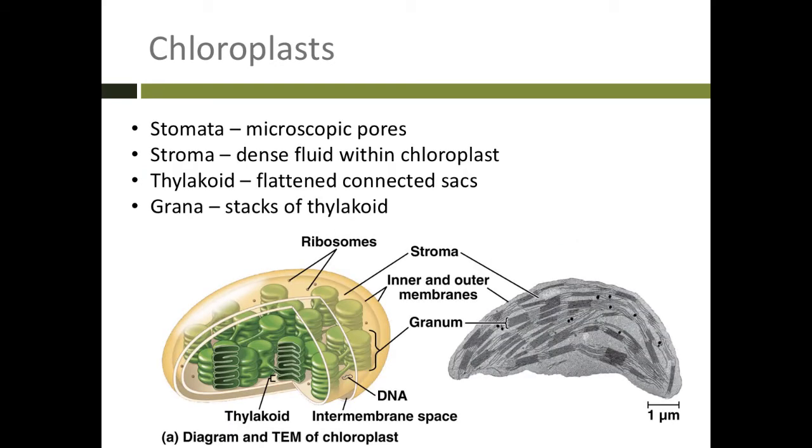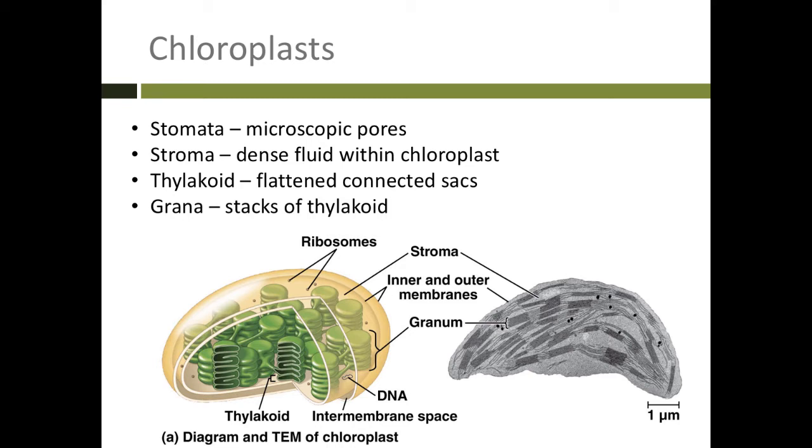Photosynthesis happens in the chloroplasts. This is an organelle found primarily in the leaves of plants, but also in algae and cyanobacteria. The chloroplast is surrounded by a double membrane. Inside the chloroplast is a thick fluid called the stroma. Tiny pores in the membrane, called stomata, allow carbon dioxide to enter and oxygen to leave.